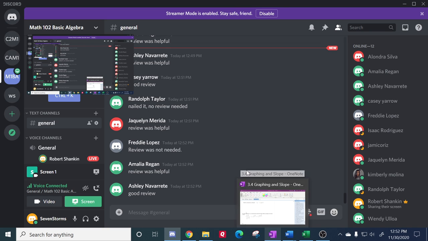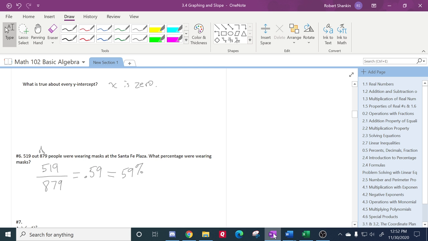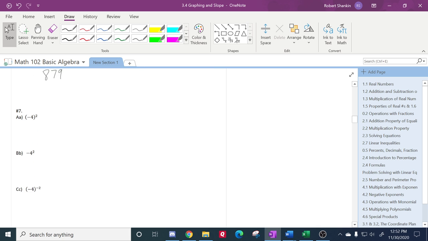So it really can vary widely on whether the review is needed or not, depending on the person, but this recall practice will strengthen those connections in your brain. All right, let's go to number 7. Do those 3.